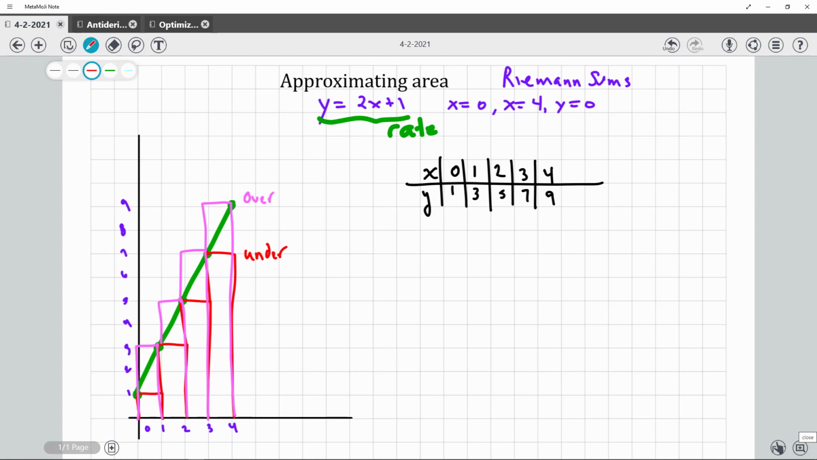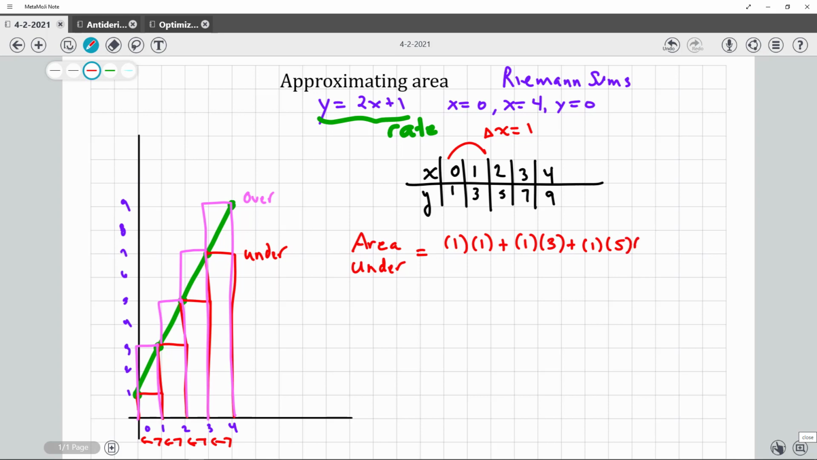By looking at the actual table now, if I want to find the area of the underestimate, how do you find the area of a rectangle? You take each width times each height. The y is the height, and our change in x, which is 1, is our width. So for this underestimate, I would take the width times the height plus the width times the next height plus the width times the next height.